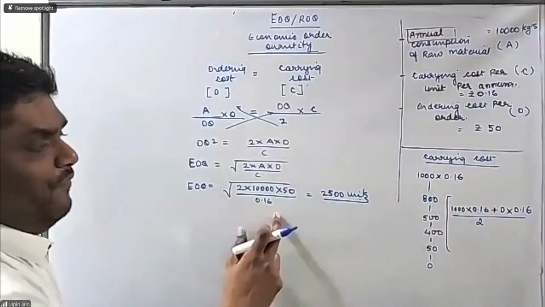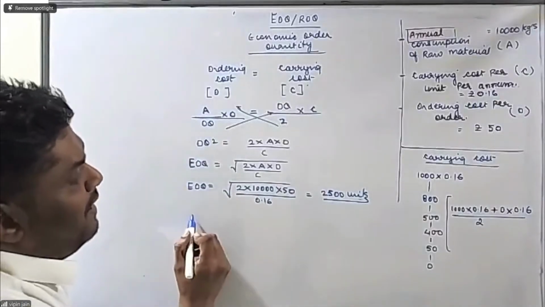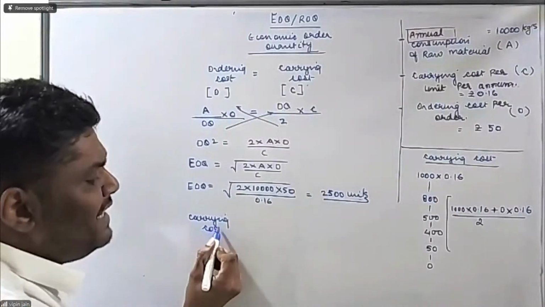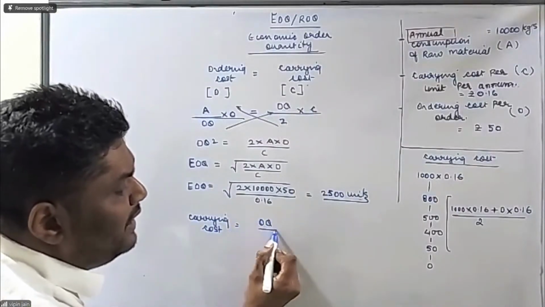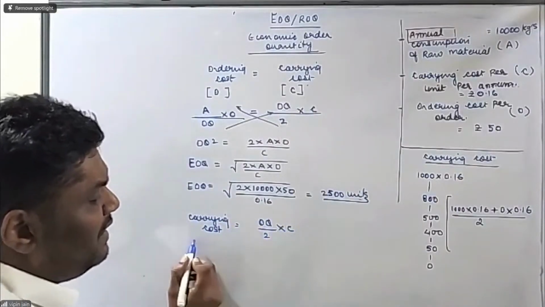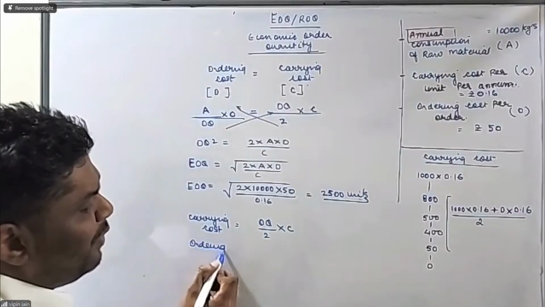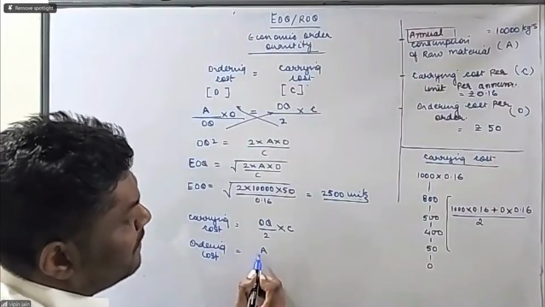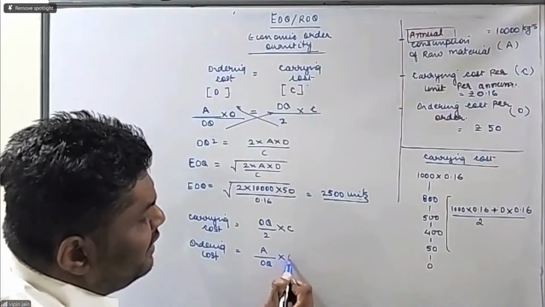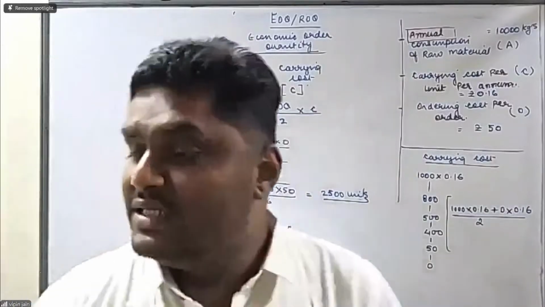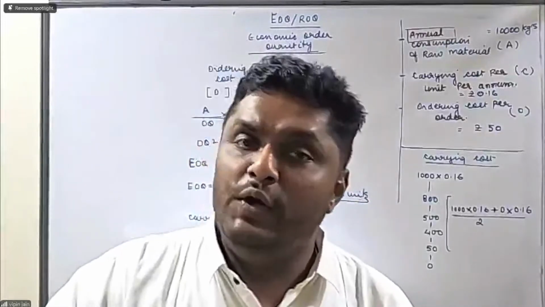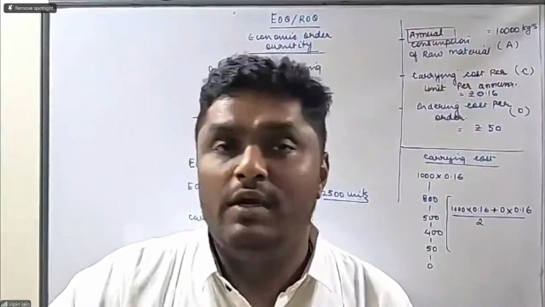So this is the formula for EOQ. For carrying cost, you can easily calculate it as order quantity divided by 2, into C. For ordering cost, the formula is annual consumption divided by order quantity, into O. These are the various formulas given in the study material. But again, don't try to mug up the formula. Try to understand the concept.